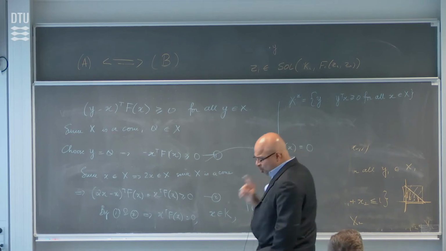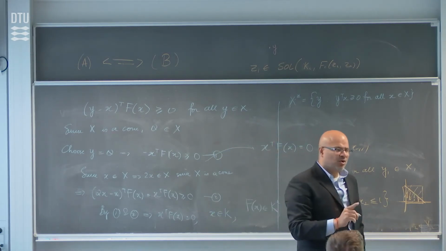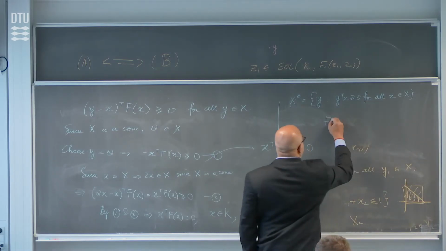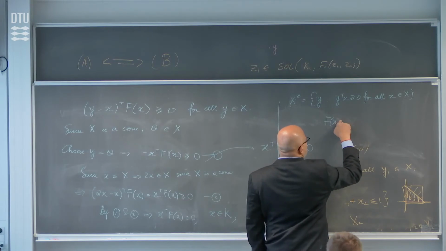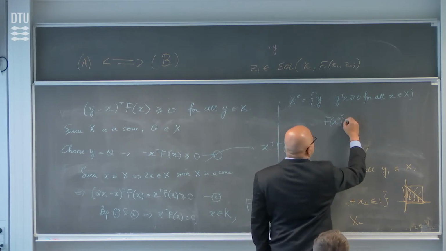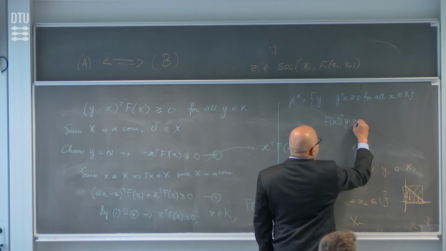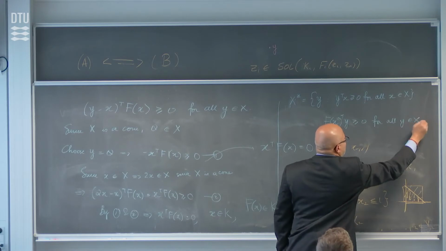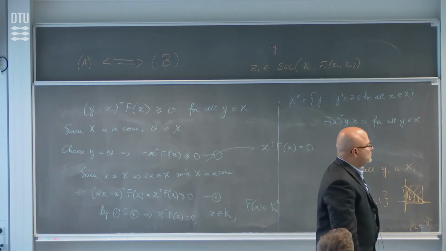Okay, so I need to show that f of x makes an acute angle with every vector from X. Right? That's the definition of the dual cone, right? So I need to make sure that f of x transpose x is non-negative. I need to show f of x transpose whatever y is non-negative for all y in X. Right?